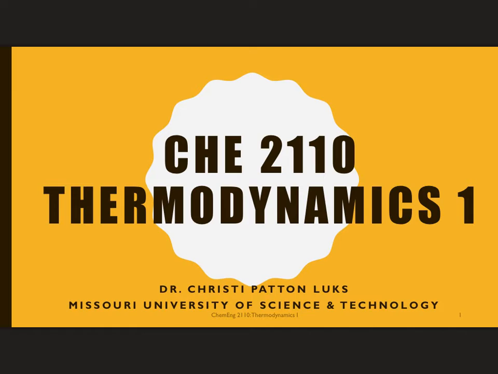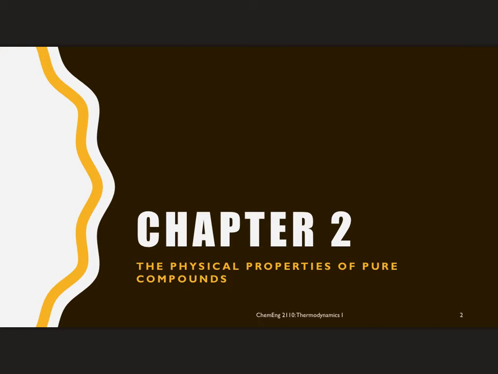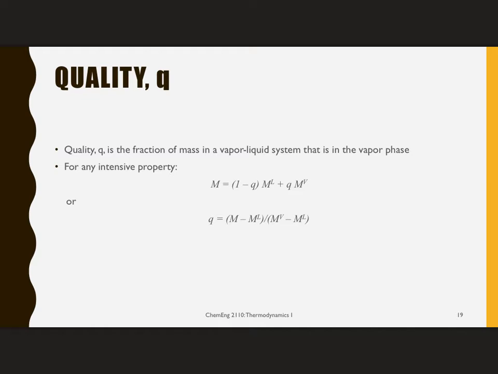And in this video, we're going to be looking at Chapter 2, where we continue to look at using the data tables to find values for properties. We use quality as a way of defining this. In our textbook, quality is a lowercase q, and it's the fraction of mass in a vapor-liquid system that is in the vapor phase. Very important that it's in the vapor phase.